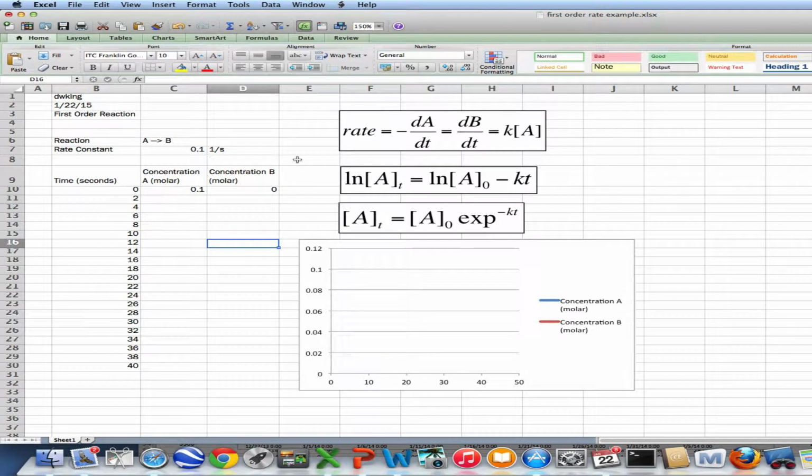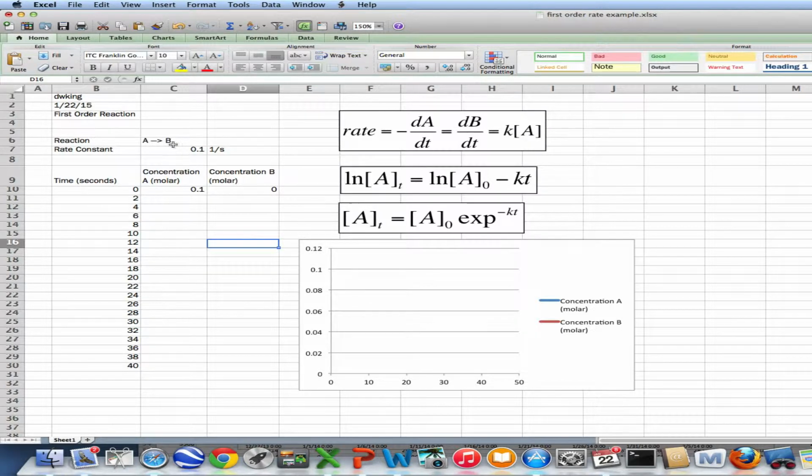This is an Excel tutorial on numerical integration. I'm going to begin with a brief reminder on how we do exact integration, and I'm going to use the first order rate law as an example. And then I'll transition to numerical integration using examples of weather data.